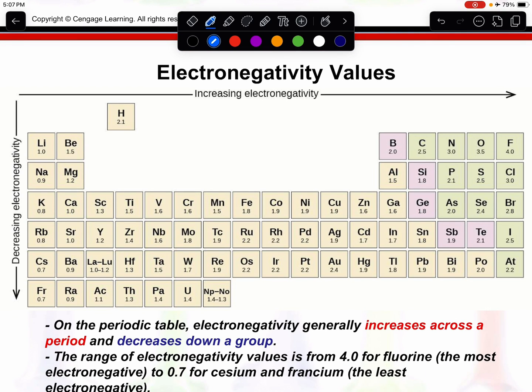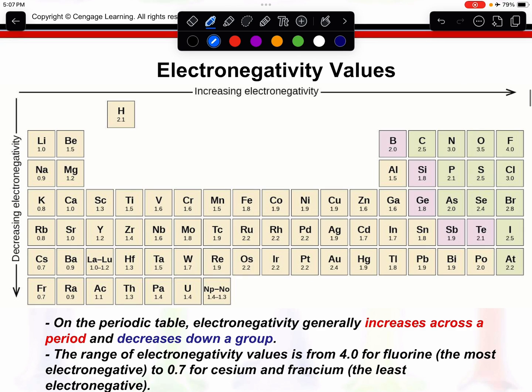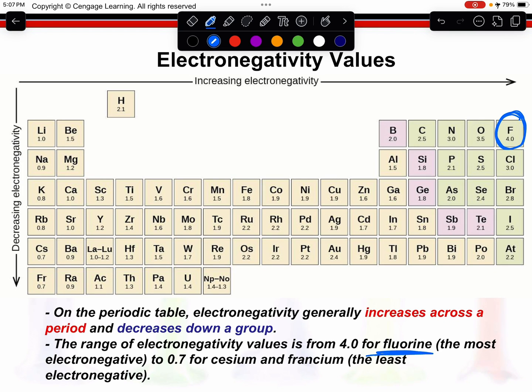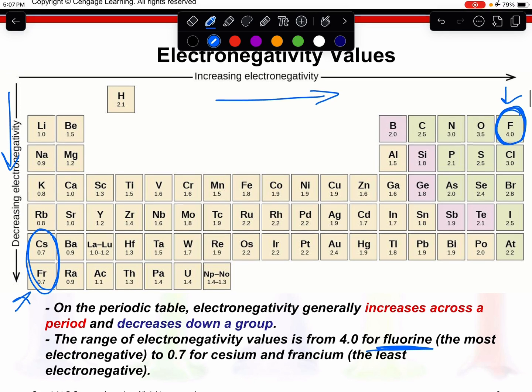You will always be given this chart. You just have to know how to utilize it. So let's pick the most electronegative atom on this entire periodic table, the atom that, if you're sharing with it, would hog the electrons the most. And that is going to be fluorine. Fluorine is the most electronegative atom on the periodic table. It has the highest electronegativity value of 4.0. The least is a tie between cesium and francium. So the most is fluorine, the least are cesium and francium. Our trend here is that it increases to the right and decreases as it goes down.